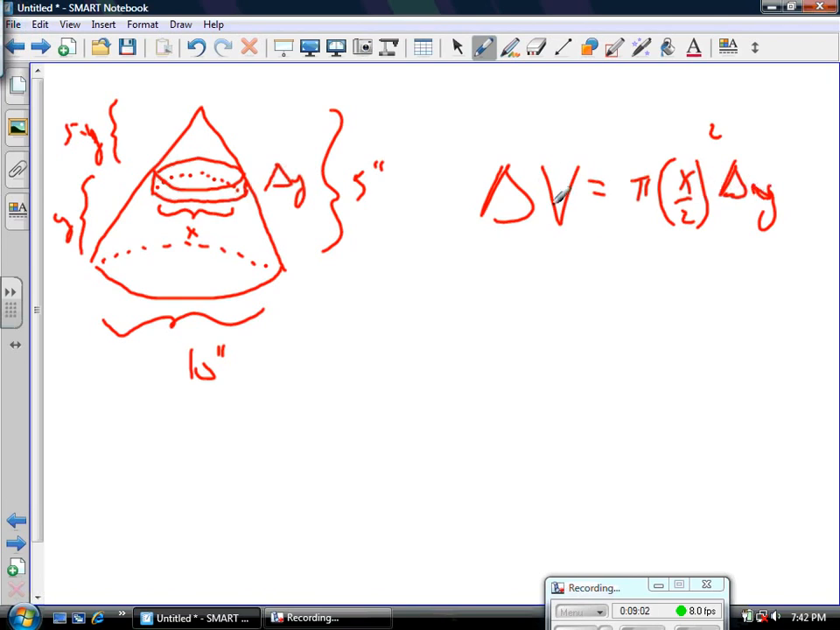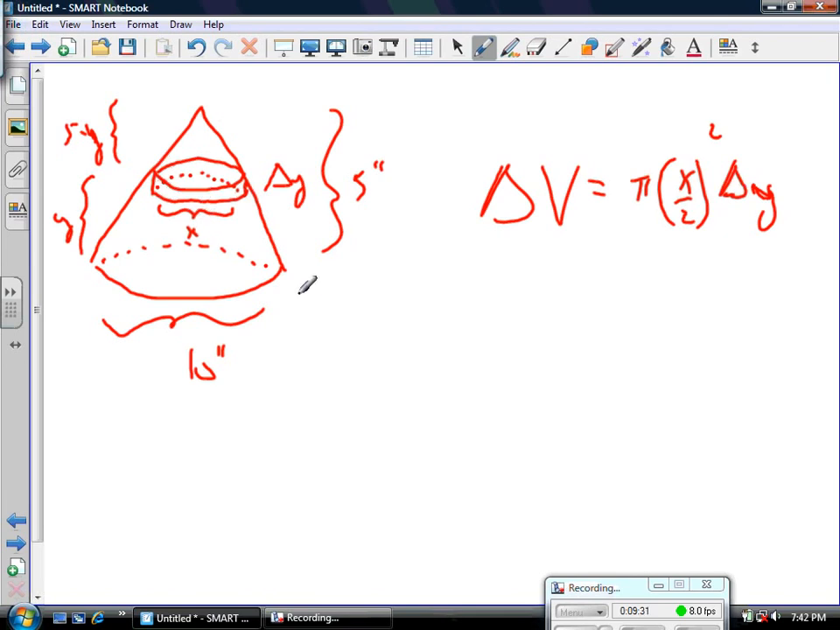But again, I'm going to take the limit as delta y goes to 0, so I can end up integrating. So I add up all these volumes as these delta y's go to 0. I get zillions, infinitely many volumes. Add them all up, I'm going to get the volume of the cone. So I do really need this in terms of y, because I can't integrate dy on x. I can integrate dy on y. But remember the relationship.